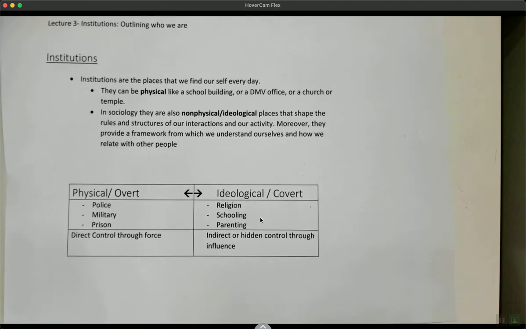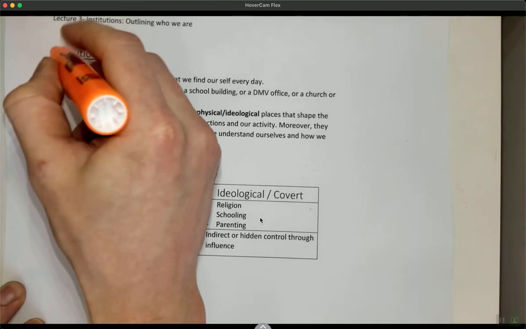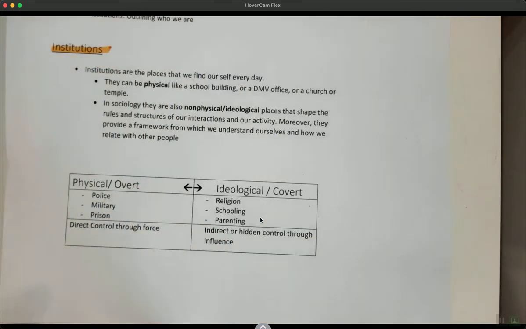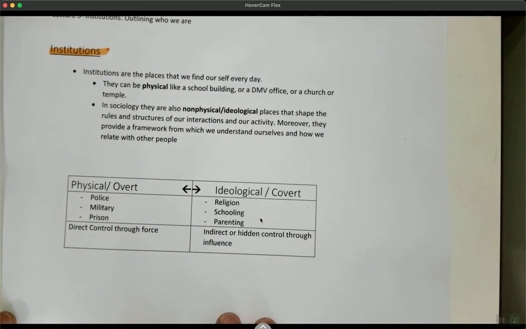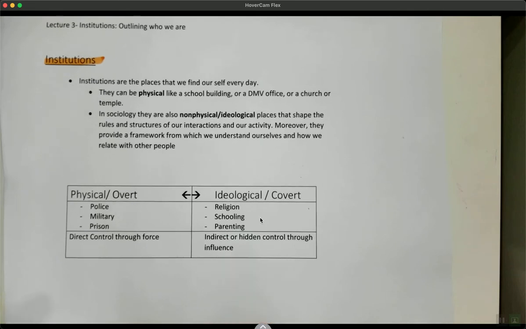But what I want to take a look at today is we're going to continue our discussion on relationships. But more specifically, we're going to look at the idea of social institutions. It's a big part of what we look at in sociology. So we're going to be taking a look at institutions today. So I think generally we know what an institution is, maybe intuitively.